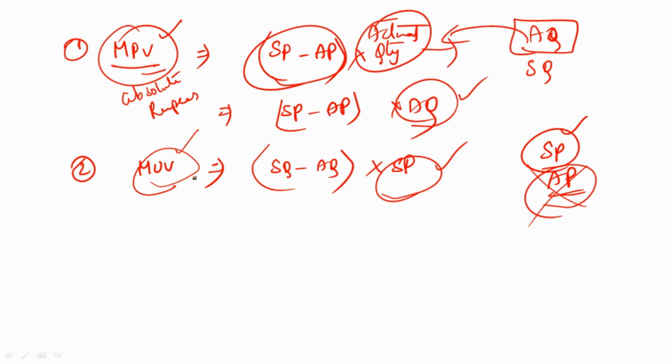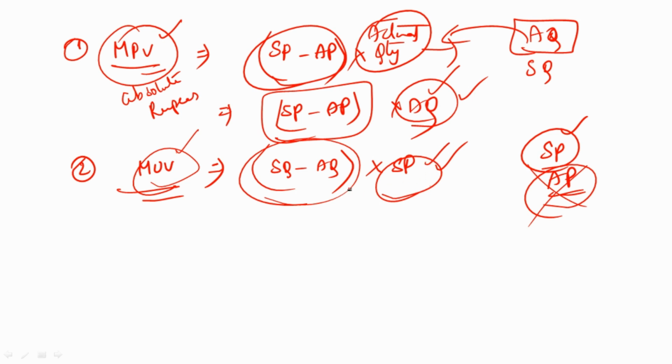Are you able to get me? So let's try to keep it simple. When it comes to price variance, price will change and quantity will remain constant. Which quantity will remain constant? Actual quantity. When it comes to usage variance, quantity will change and price will remain constant. So which price will remain constant? Standard price. Why?